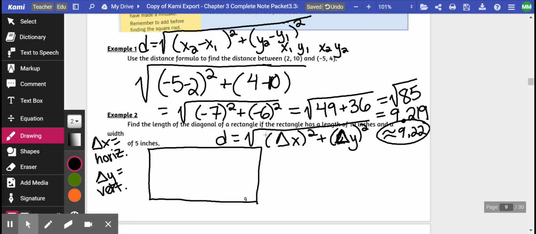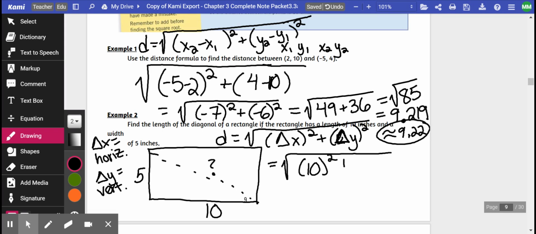So it says find the length of the diagonal of a rectangle if the rectangle has a length of 10 inches and a width of 5 inches. All right, so I'm going to have my width be 5 and my length be 10 inches. It wants to know what the diagonal is, which is the distance from one corner to the other. So for my change in x, it's going to be 10. So that will get squared. And my change in y is 5. So that will get squared.